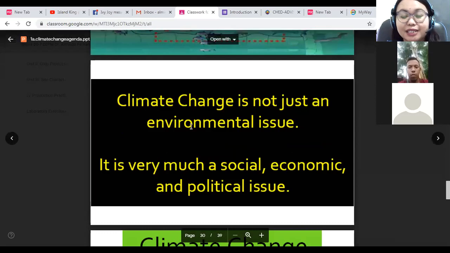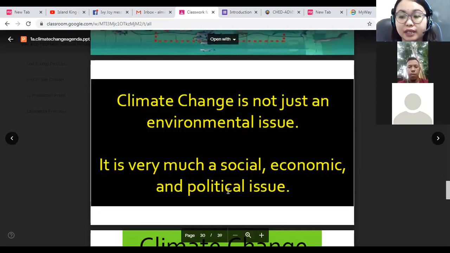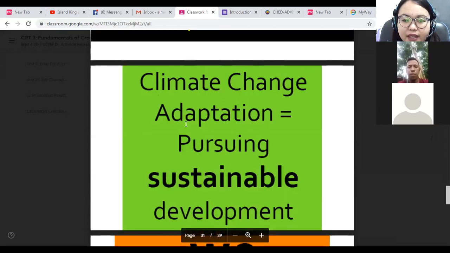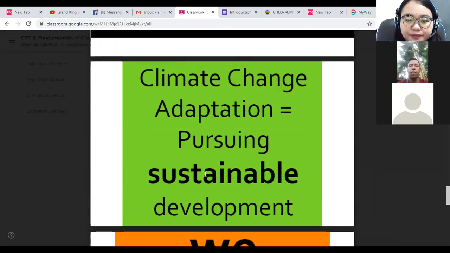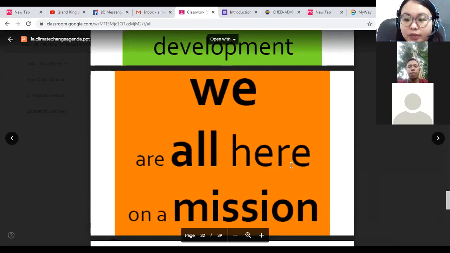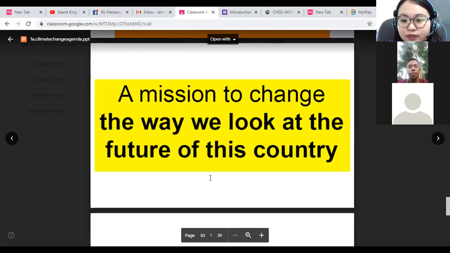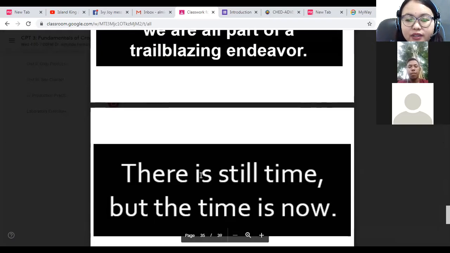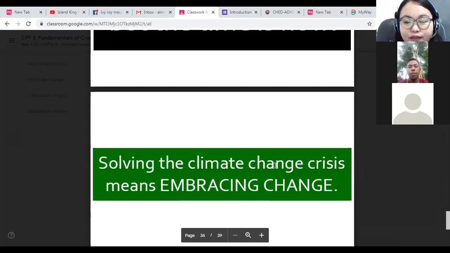Climate change nowadays is not only an environmental issue, but more a social, economic, and political issue, because everything is already affected. So adaptation is equivalent to pursuing sustainable development. We are all here, part of a mission to change the way we look at the future of this country. In crafting the National Climate Change Action Plan, we are all part of this trailblazing endeavor. There's still time, but it should start every day, every now.